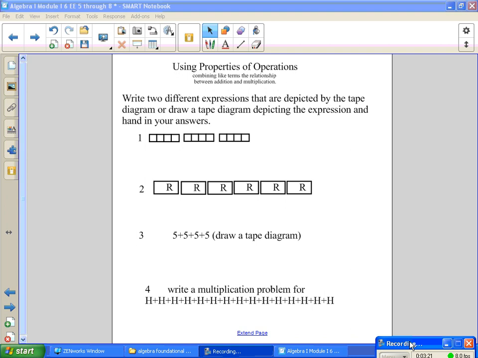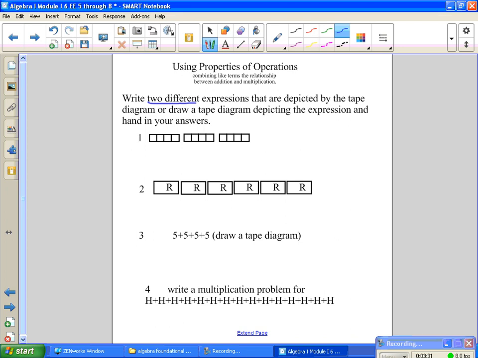Now let's take a look at the answers. Okay, what do I have here? All the groups are exactly the same size. Two different expressions. So I have 3 piles, 4 in each pile. Or I can do 4 plus 4 plus 4. I have 1, 2, 3, 4, 5, 6 piles. R items in each pile. Or R, R, R, R.